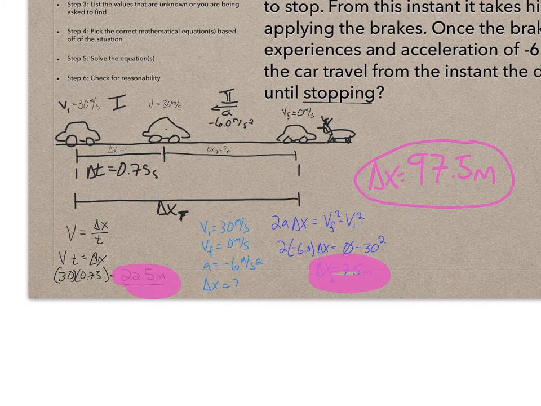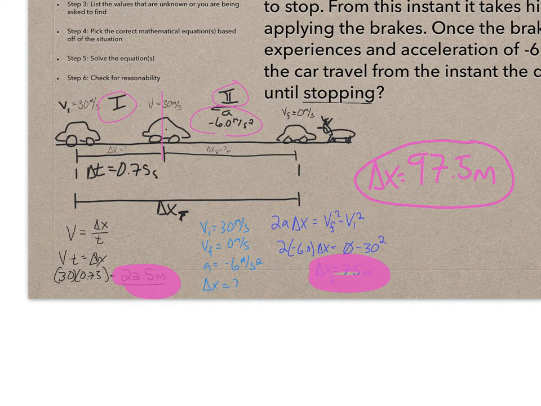Okay, so the key thing here is anytime we have two different accelerations, we have to break it into separate phases. Phase one and phase two, different accelerations for each one. This one has an acceleration of negative 6 meters per second squared, and this one has an acceleration of 0.